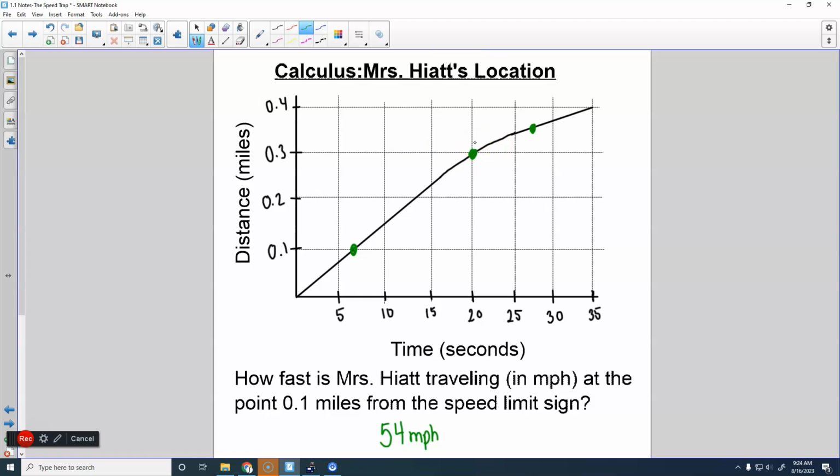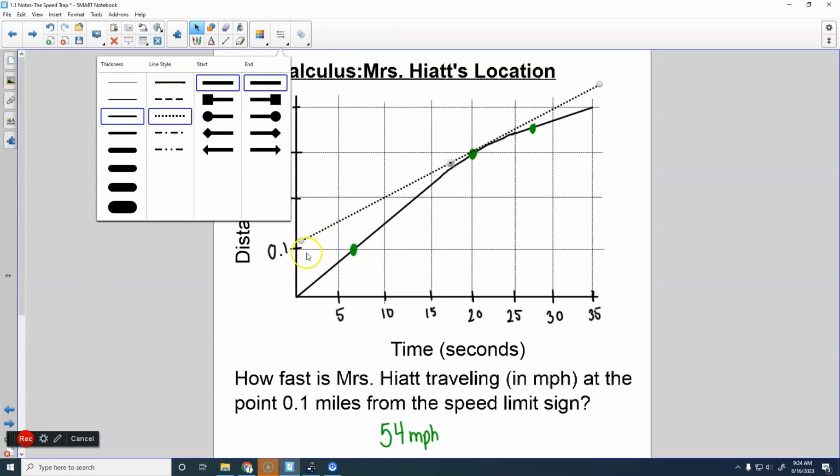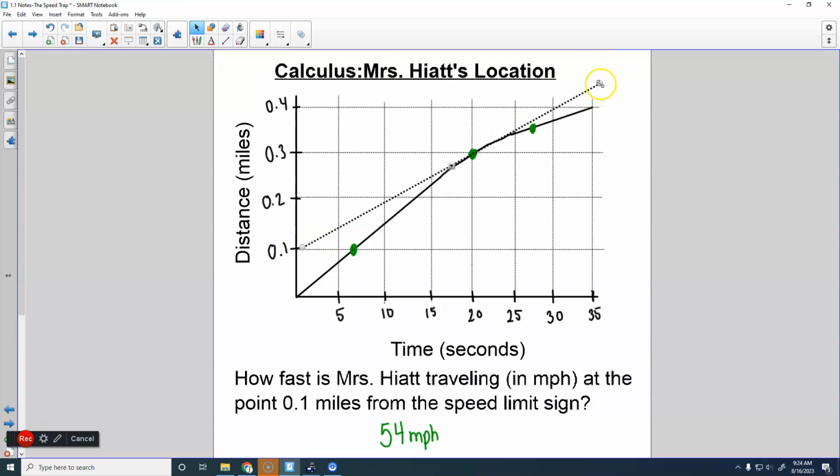What I can do at this point is use something that we're going to call a tangent line. So I'm going to play with this here. Let's make that dotted. And what I want, a tangent line, is a line that barely touches the graph at one point. I'd say that's pretty close right there. So this line we can estimate was about my speed at that point, the slope of this line.